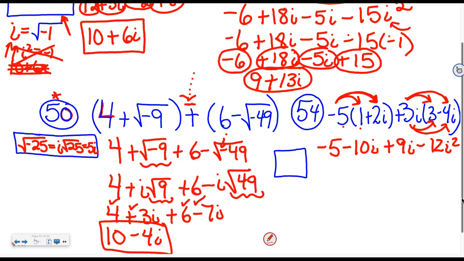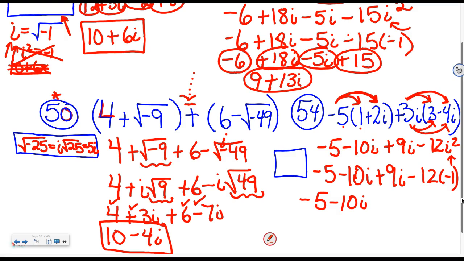Remember what I told you? Every time you see the i squared, you will replace it with a -1. I'll do a little rewrite, so I have -5 minus 10i plus 9i minus 12 times a -1. Every time you see the i squared, you'll replace it with a -1. Then I have the -5 minus 10i plus a 9i. And these two negatives right here will give me a positive or a plus 12.